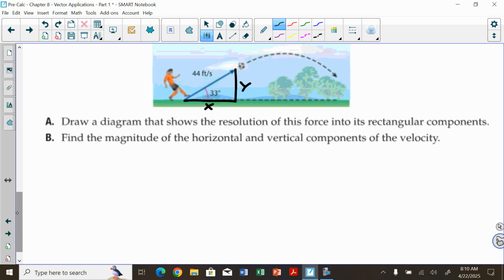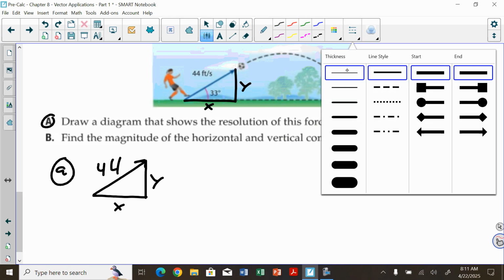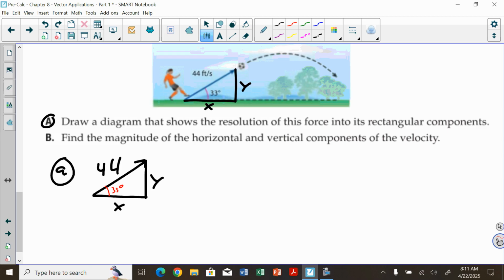So all I'm doing there is I've got my 44 foot vector, okay, at 44 feet per second, and I know it's a 33-degree angle, so I'm just going to make this X and this Y. That's part A. Okay, that's part A right here. That's all I have to do. And I just have to draw in my angle. Okay, and I know that it was 33. It gave me the picture. I'm just copying that down into triangle form. That's all you have to do there. If there's not a picture, if it just gives you words, try to do it that way.